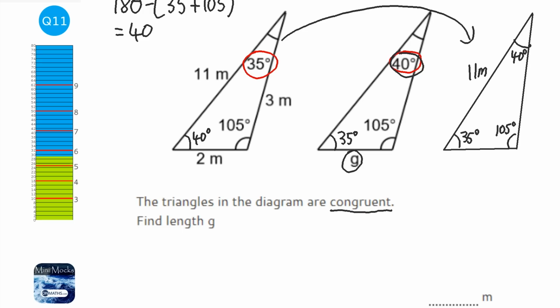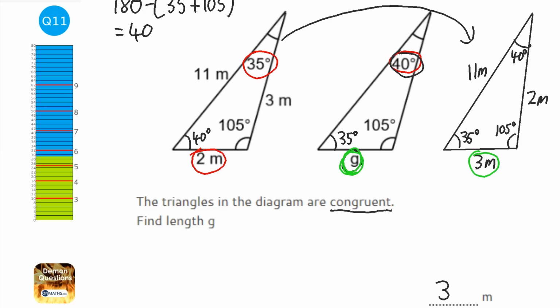Okay, the one between the 40 degrees and the 105 degrees is 2 meters. The one between the 35 degrees and the 105 degrees is 3 meters. So therefore G, which is this one here, is going to be 3 meters. Now a really common wrong answer to this is 2 meters, because it's the same as this one. However, you can see that the triangle's not the same way around, so we've flipped it.